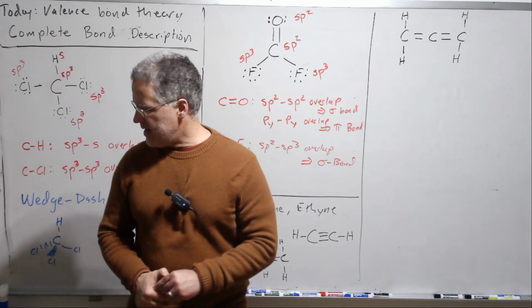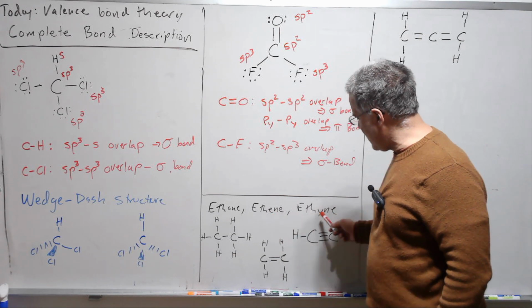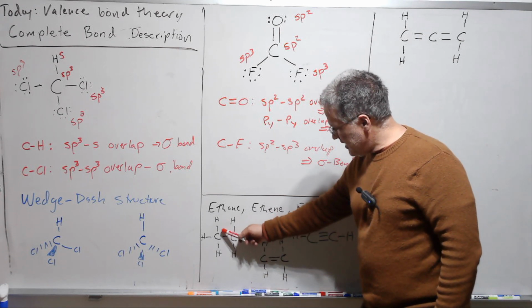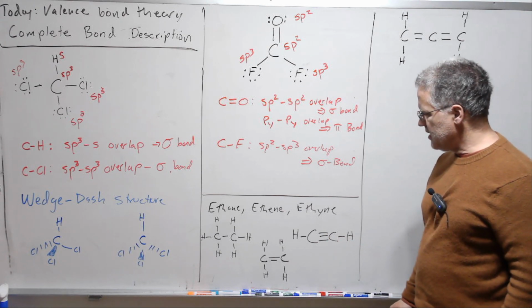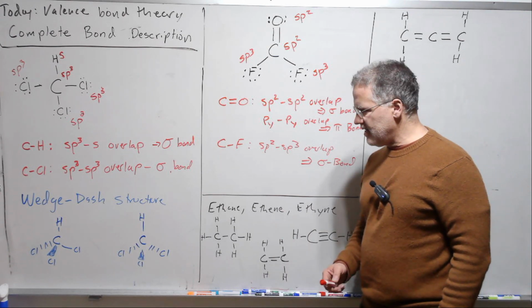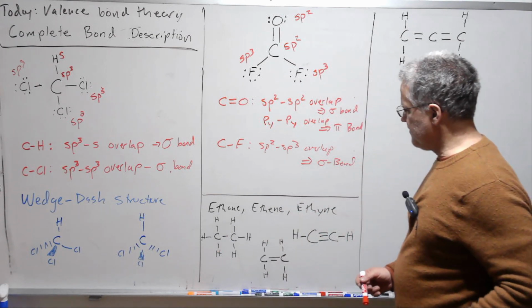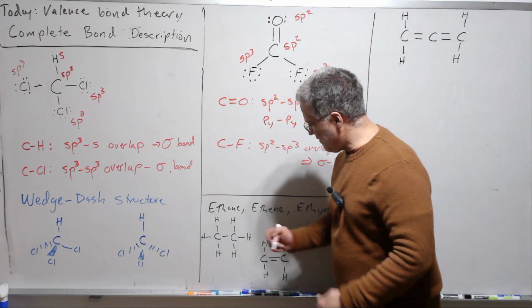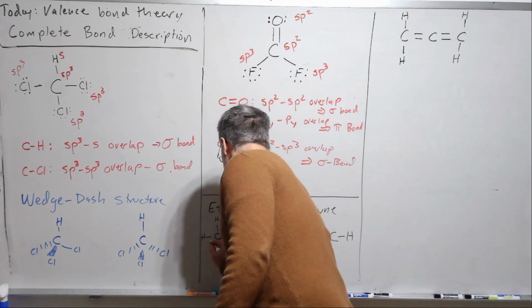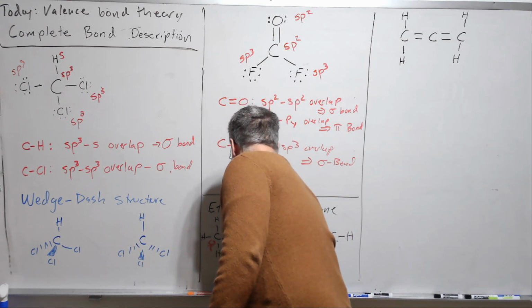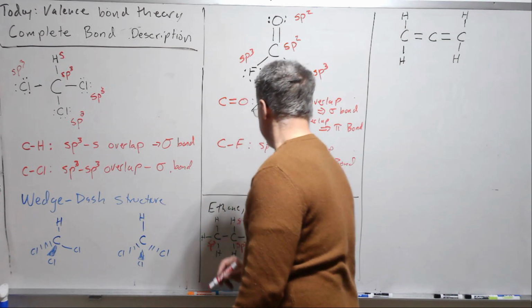All right, let's look at a sequence here of molecules called ethane, ethene, and ethine. And they simply differ by, is there a single bond, double bond, or triple bond between the two carbons? And so let's see if we can give the complete bond description here of ethane. Well, let's identify this. That's going to be an sp3. sp3 over here. And then all the hydrogens are going to be s's.